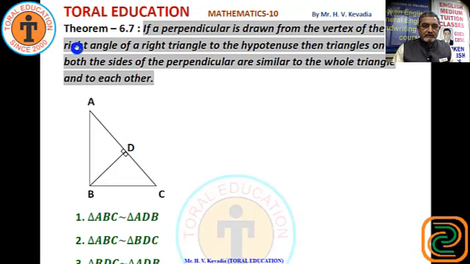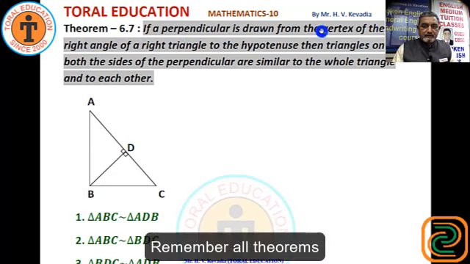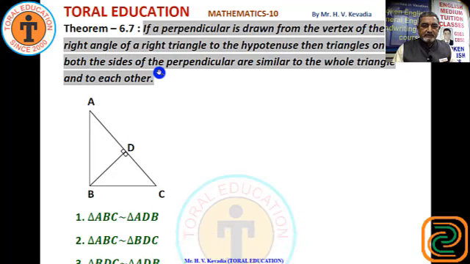Okay, so theorem 6.7. If a perpendicular is drawn from the vertex of the right angle of a right triangle to the hypotenuse, then the triangles on both the sides of the perpendicular are similar to the whole triangle and to each other.